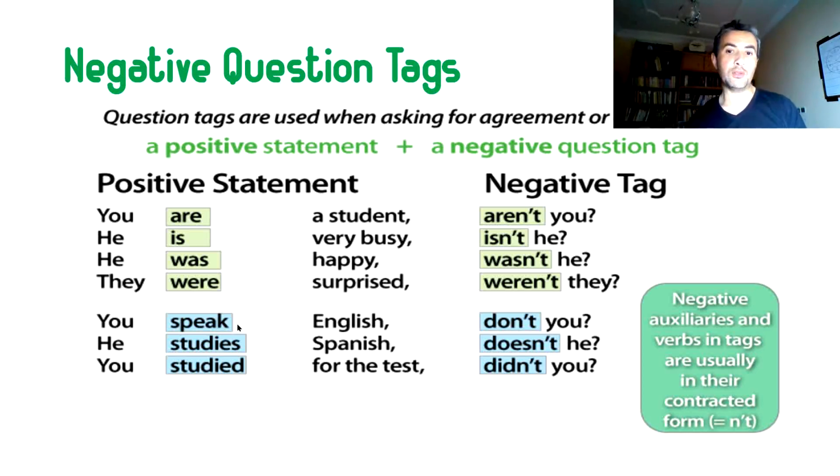Notice that all the time when we use negative tags, they are all in the contracted form. We cannot use the full form. We don't say "did not you" or "does not he." No, we don't use this. All the time we use the contraction.